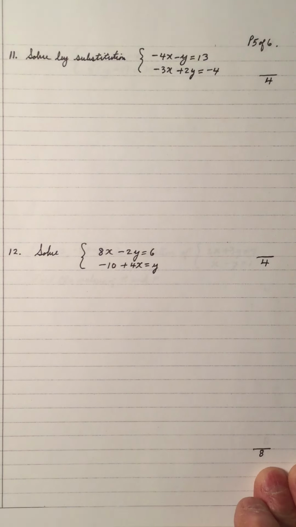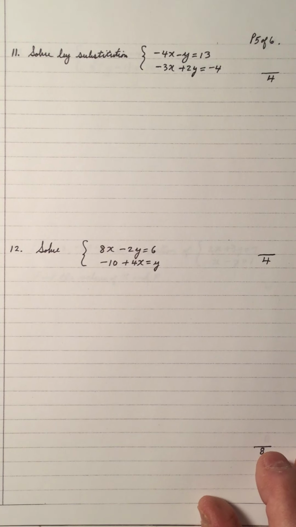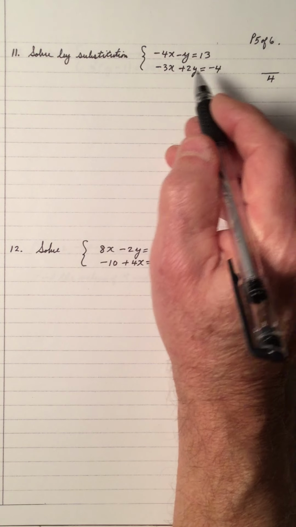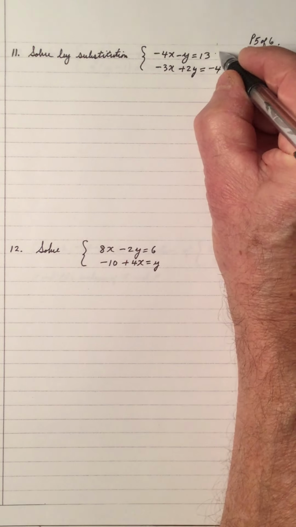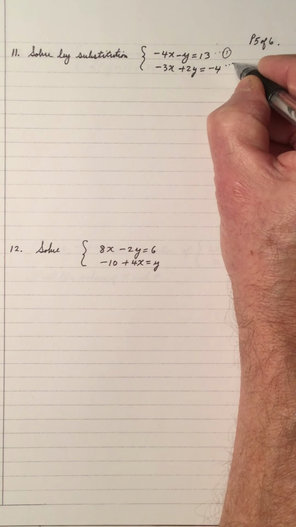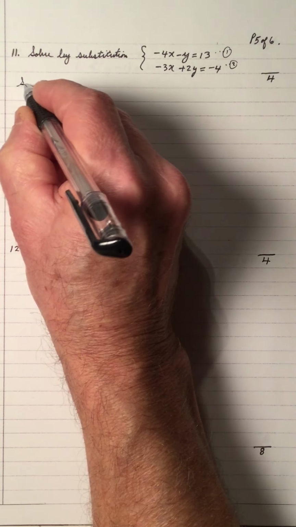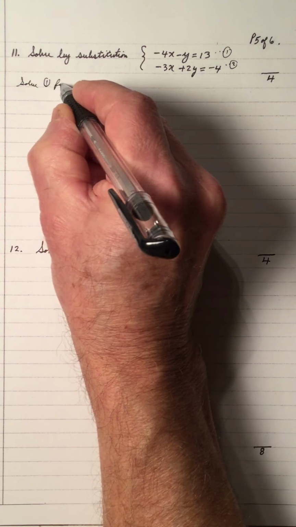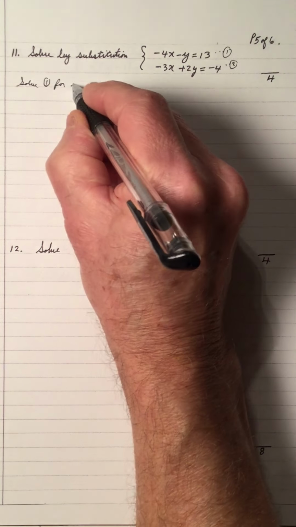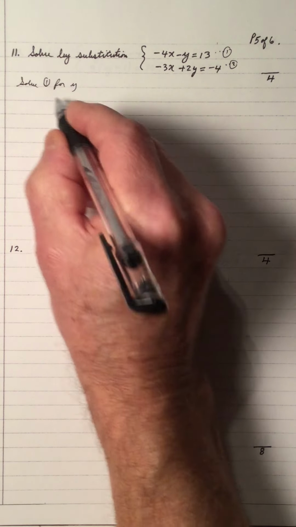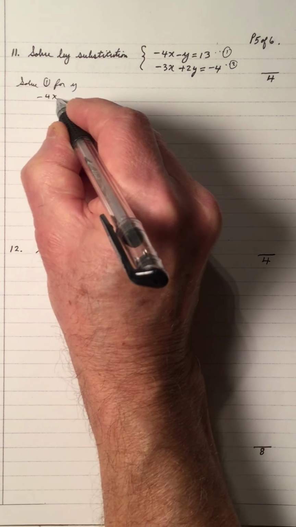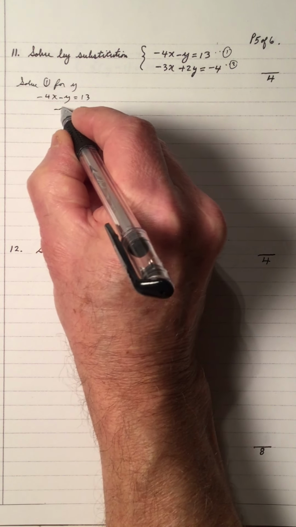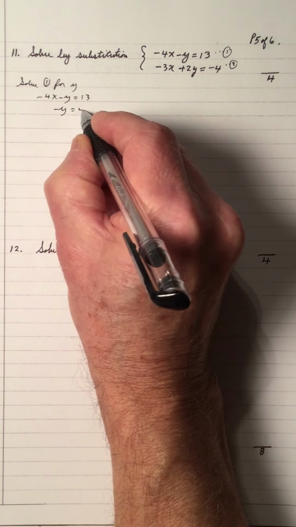Let's continue. Solve by substitution. That means we have to solve one of the equations for x or y. So the best one to do, let's take number 1, and this is number 2. Let's solve number 1 for y. Y has a 1 coefficient. And when we solve for y, we don't have to divide and get any fractions. So solve for y.